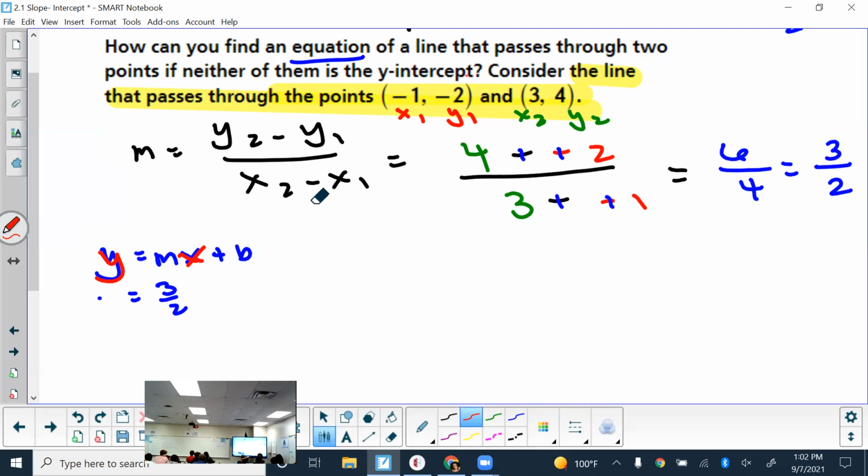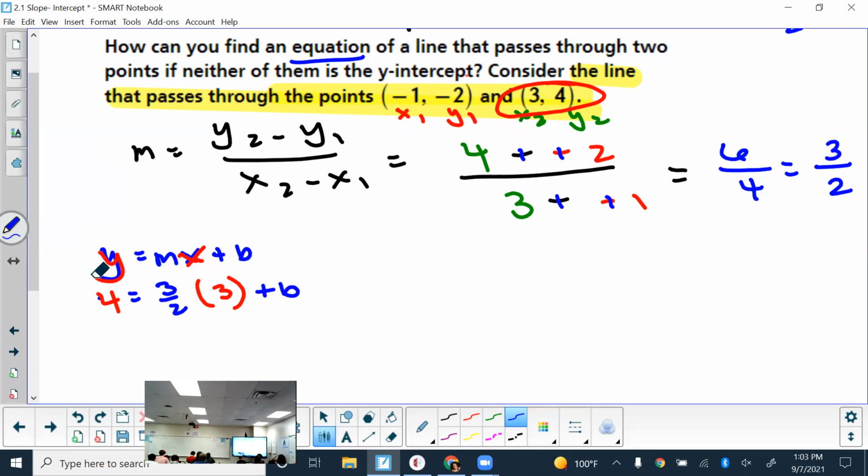So since it's any point, and I have two options here, does it matter which one I pick? It does not matter. Personally, I like working with positive numbers, so I'm going to pick that one. And just plug it into here. What's my y? 4. What's my x? 3. Good. And then plus b. And now that that's all plugged in, I can actually start solving. Does that make sense?